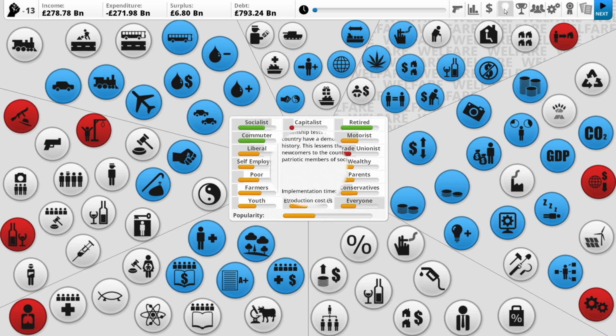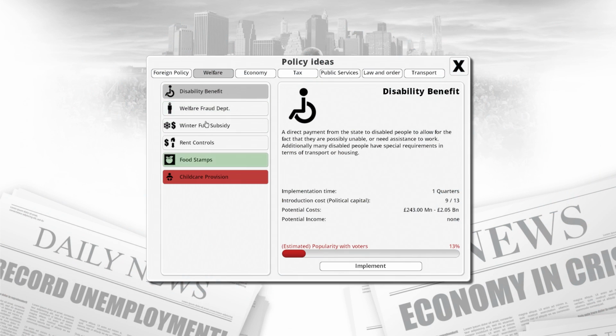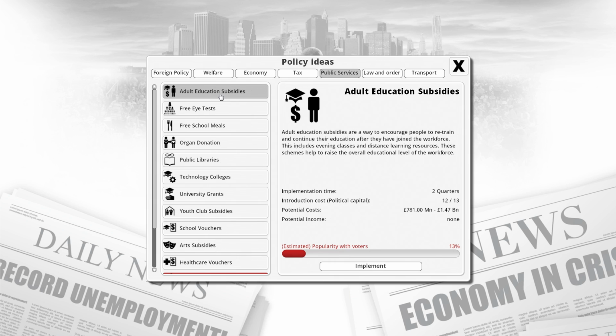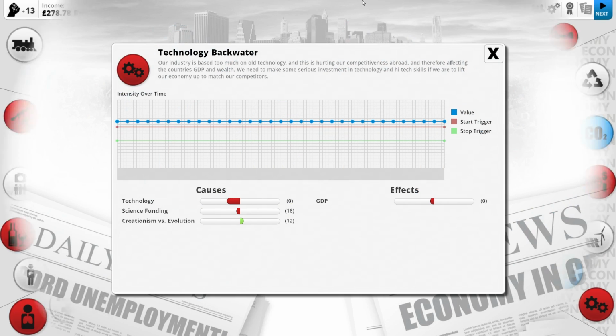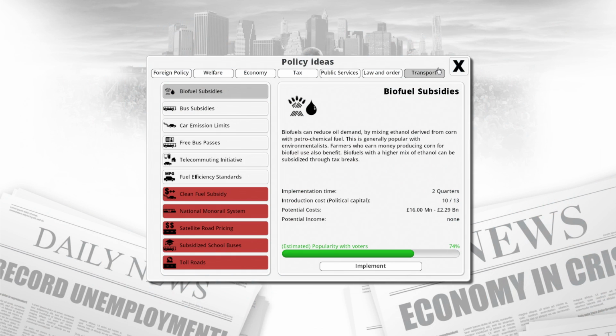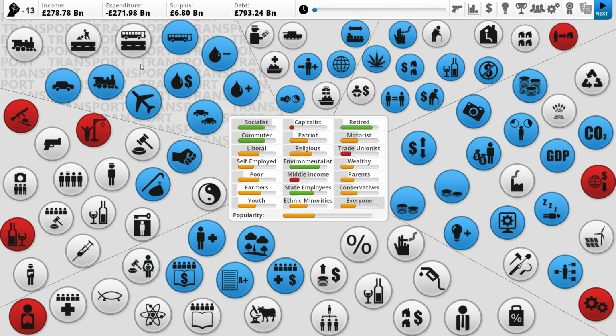What else can we check? Well, I've shown one policy that we've just implemented. Foreign policy, welfare. Ooh, there's not much left in here. Economy, tax, public subsidies, adult education subsidies. That's a great one to implement for your technology background. So that's something I've explained as well. Transport, but we are doing relatively well.